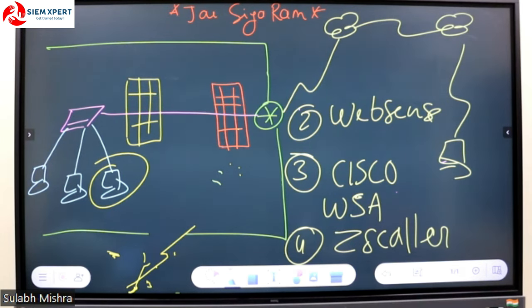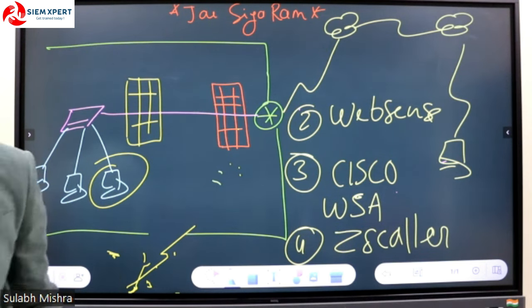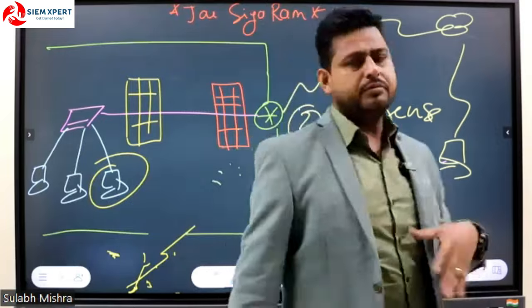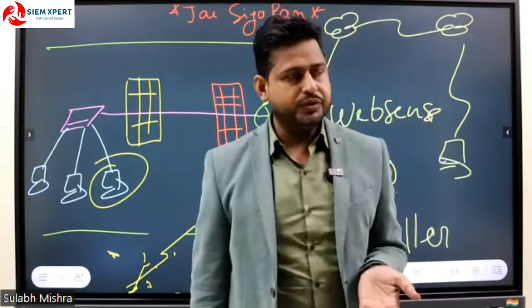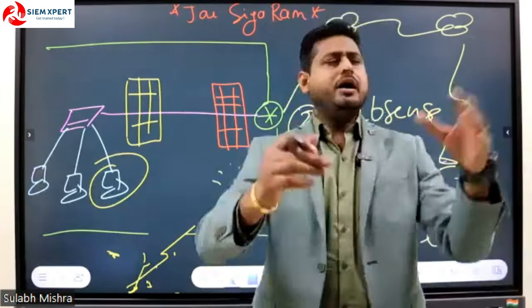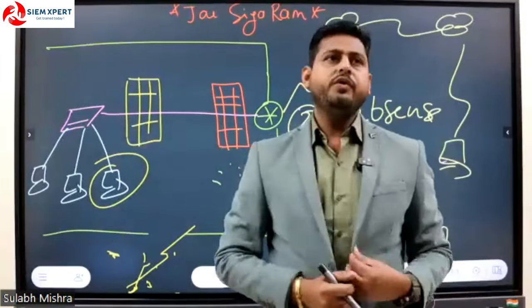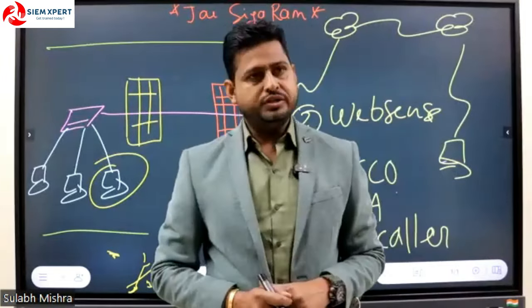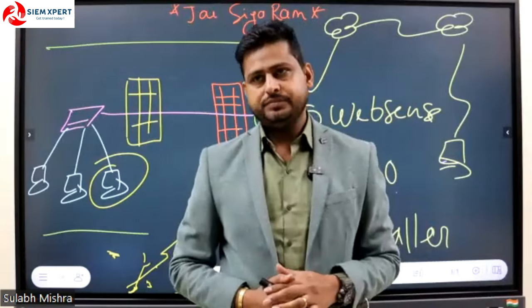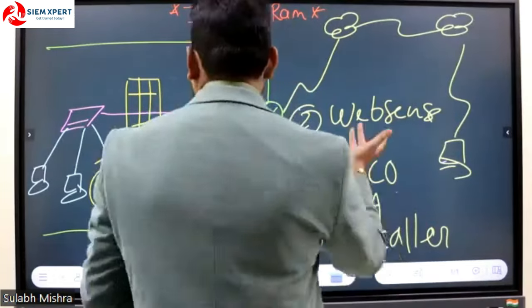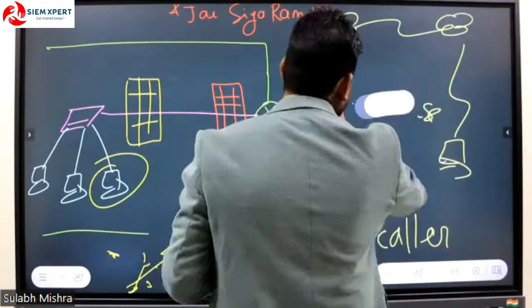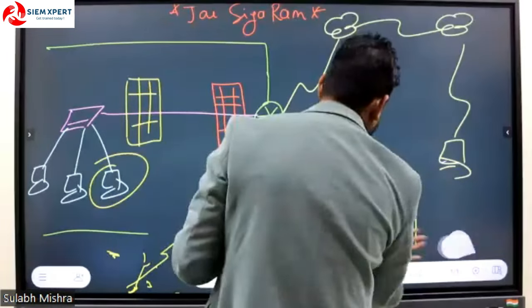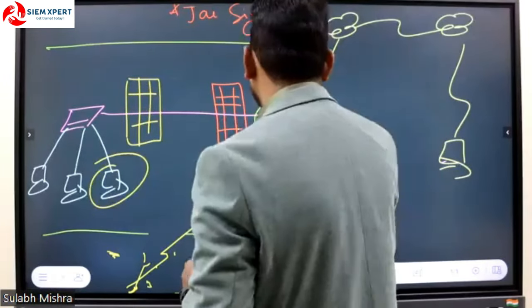So what I was saying is that these are some of the vendors which are leading and famous for proxy solutions. Now let's understand how a proxy works and how it prevents our users from accessing malicious sites, right? As you understand, an email gateway intercepts the traffic which is coming and going on port number?